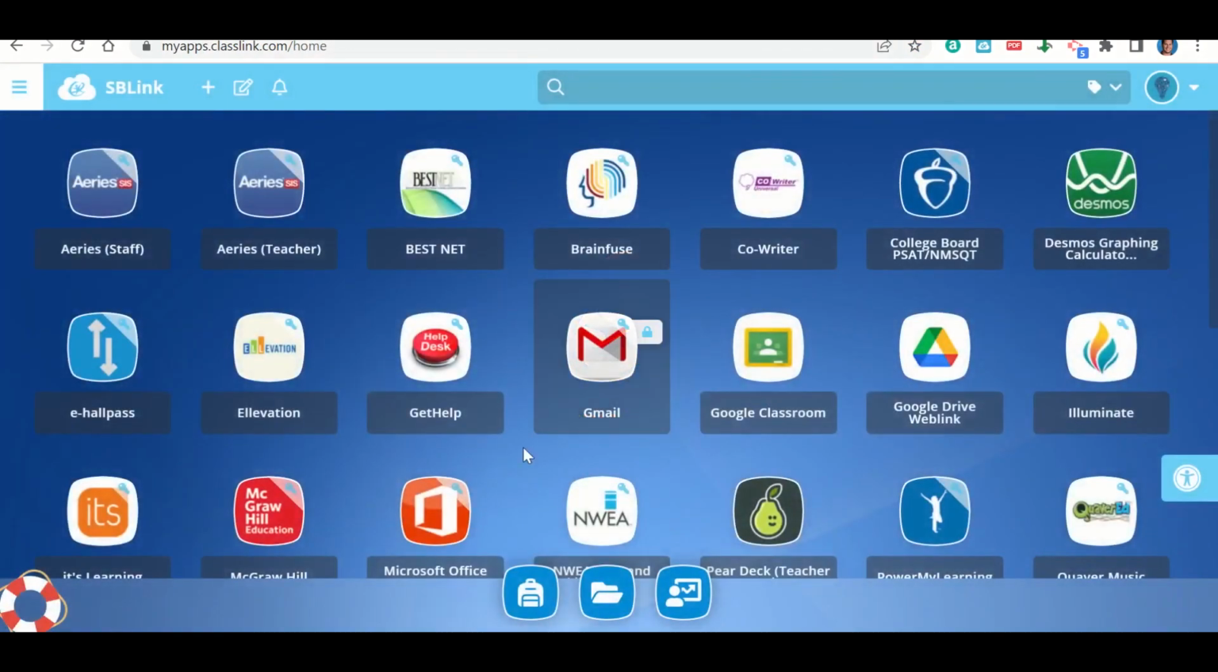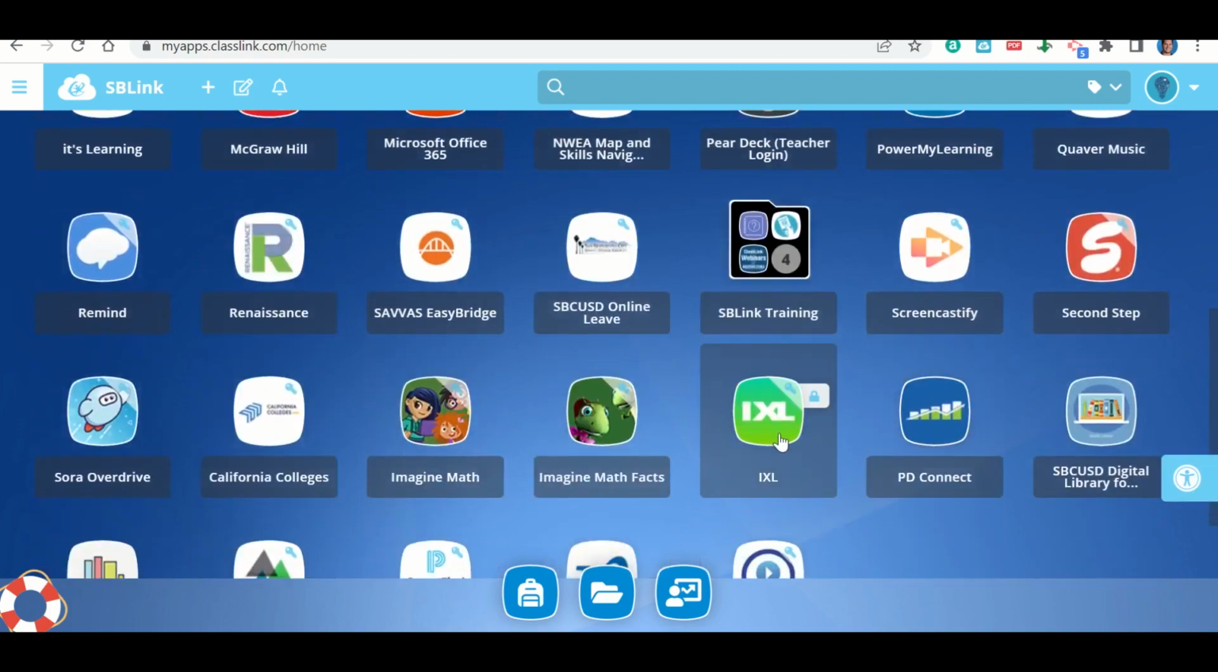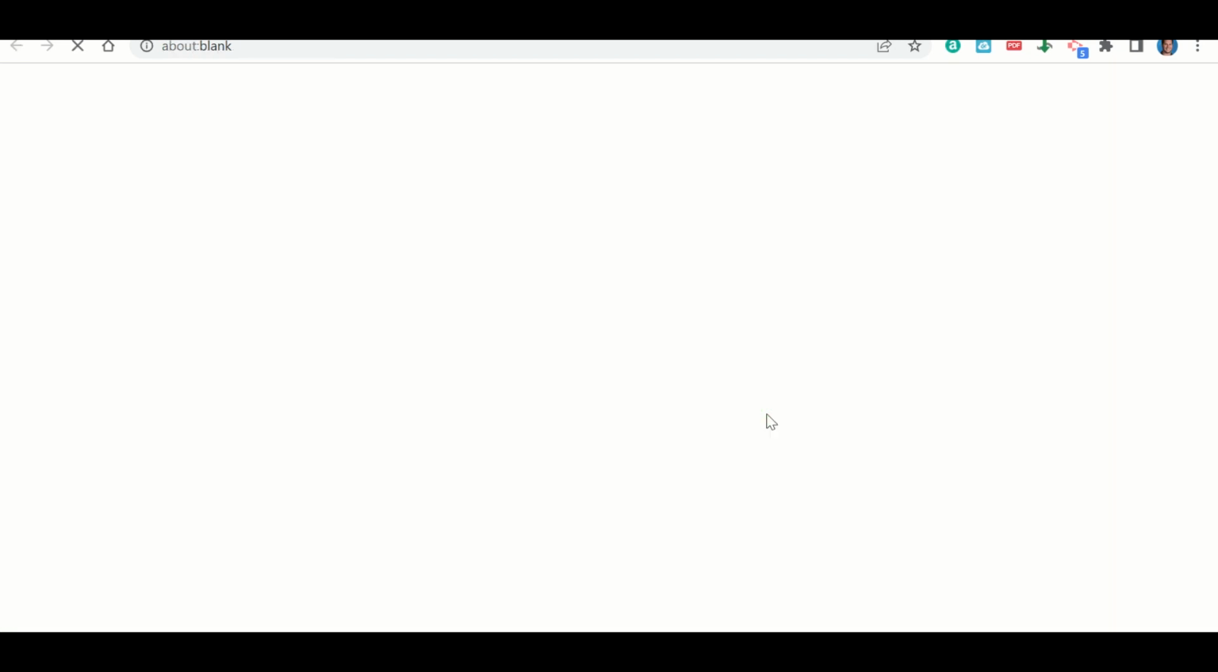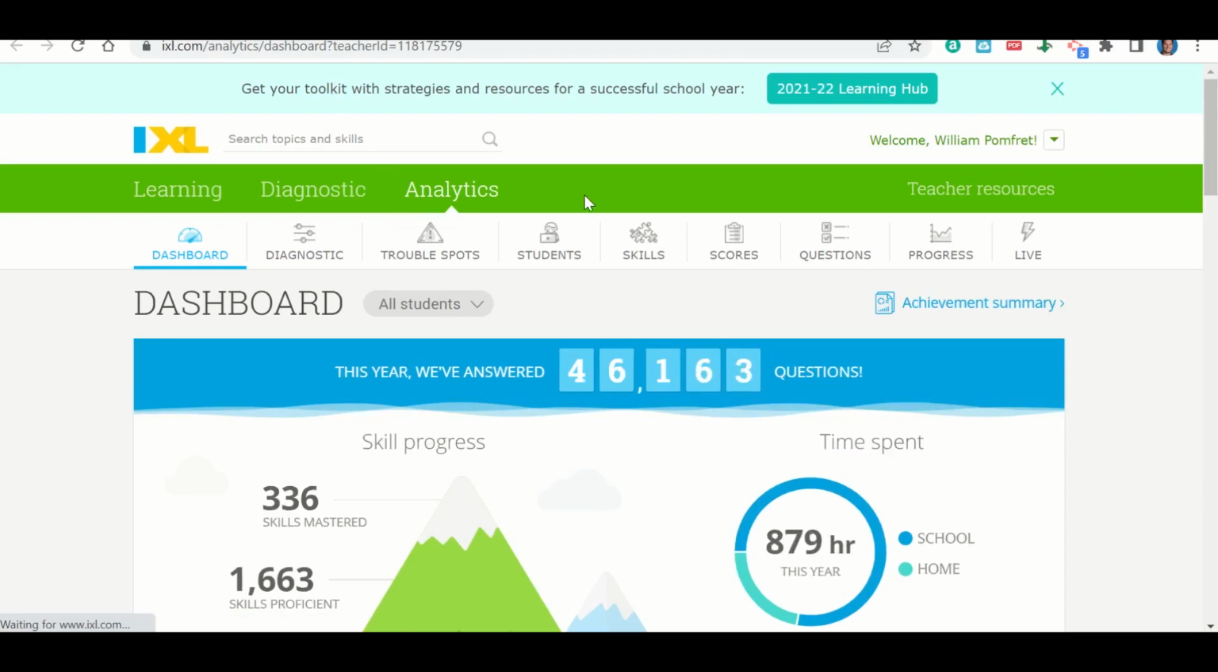And it should take you to a page that looks kind of like this. You're going to go find the link that says IXL, which is right here. And I'm going to go ahead and click on that link. And it should take me to the IXL login page. So it should look like this.